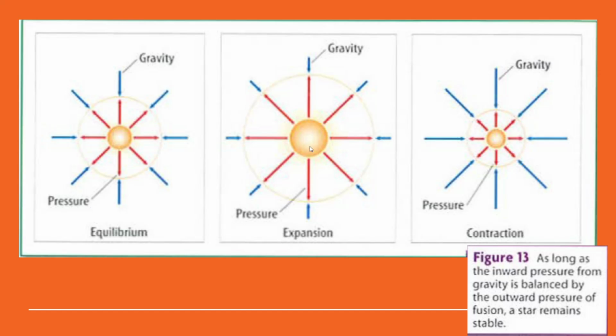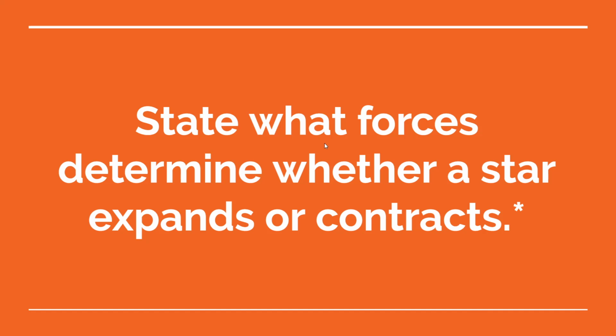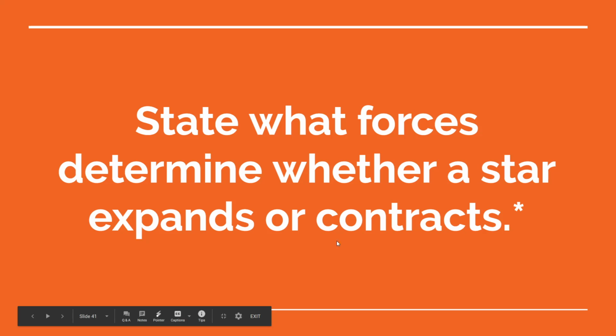But what can happen if the core of the sun, for whatever reason, starts having more and more reactions, then the explosion pressure is going to be stronger than gravity, so the star is going to get bigger. And on the other side, if the reactions slow down in the center of our sun, then gravity is stronger than the explosion pressure, and the star shrinks. There are a lot more complicated relationships here, but this is all we need to know for this class. So stable forces determine whether a star expands or contracts. Remember, the nuclear reactions determine if it expands, and gravity determines if it contracts.